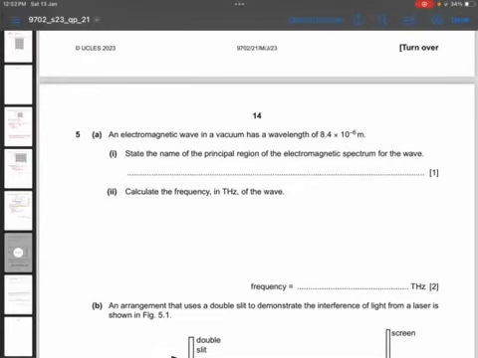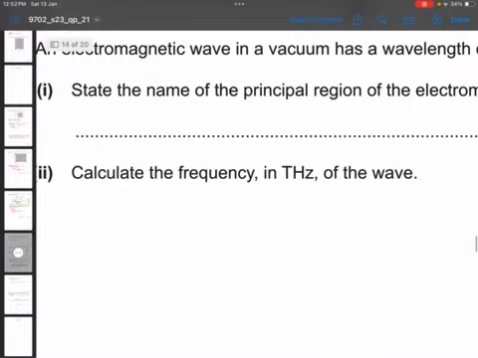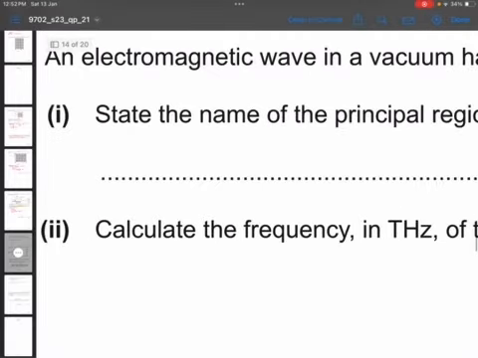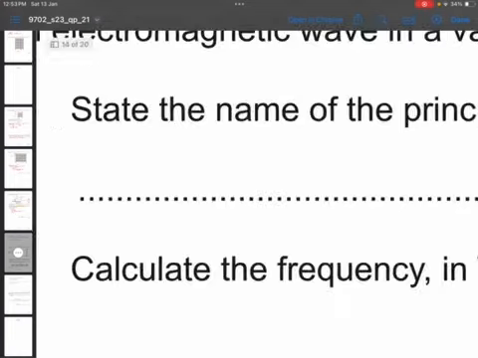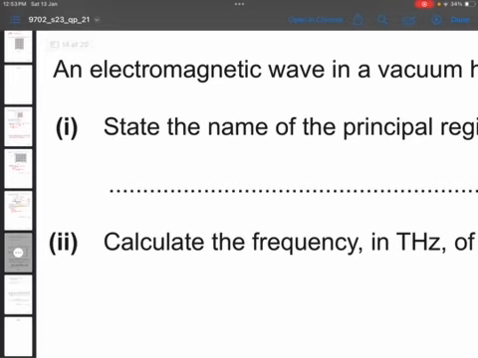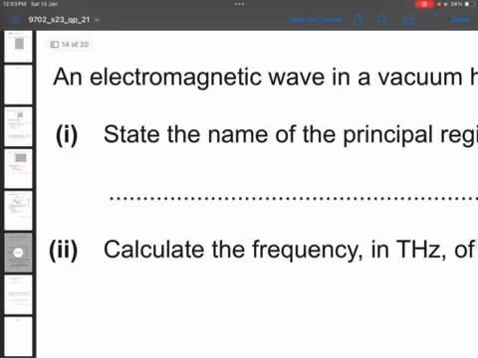So question number 5 says an electromagnetic wave in a vacuum has a wavelength of 8.4 times 10 to the power of minus 6 meters. State the name of the principal region of the electromagnetic spectrum for the wave. This is obviously infrared radiation. It is a must that you know all electromagnetic waves, 7 of them, and their corresponding wavelengths, the range of their wavelengths. So this is infrared radiation.